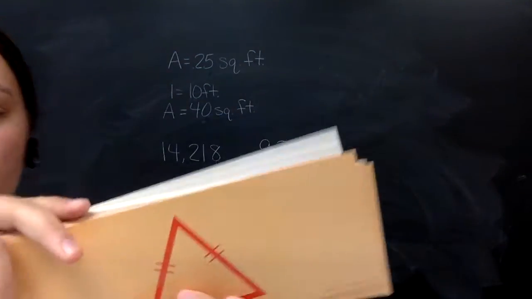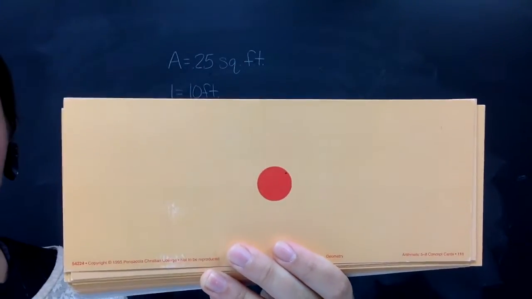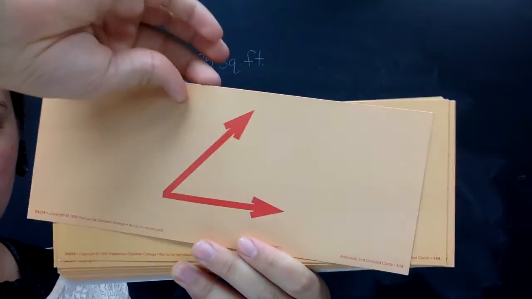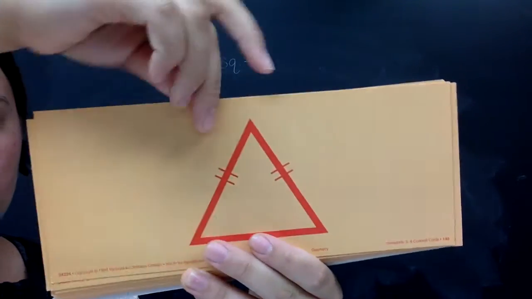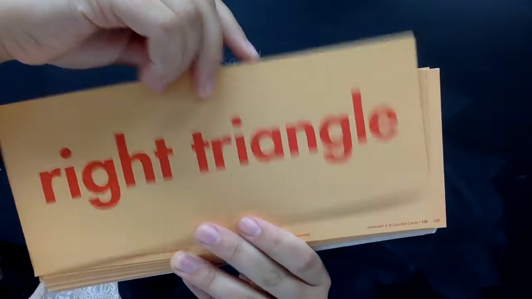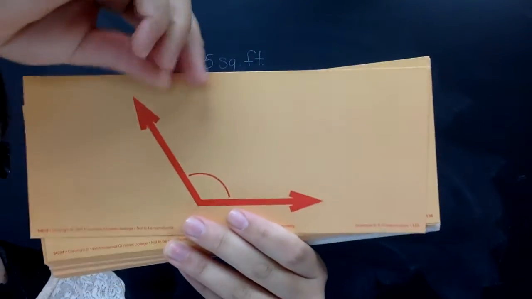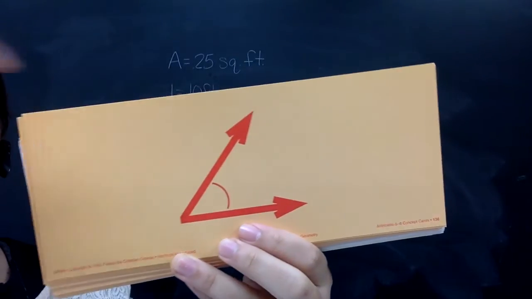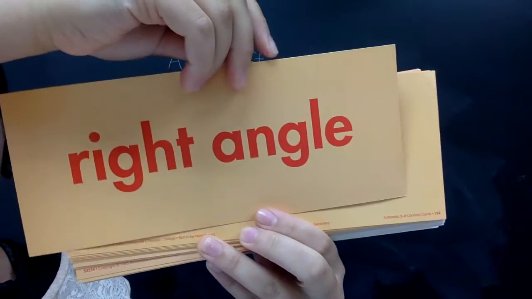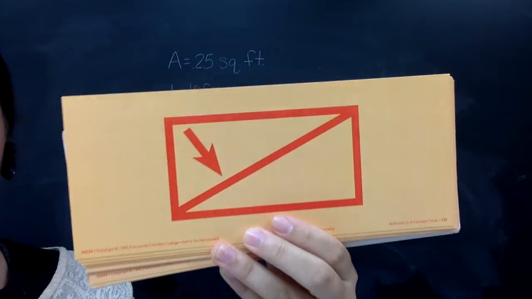I'm going to go through them fairly quickly. Just answer as soon as you can. Equilateral triangle. Point. Angle. Isosceles triangle. Right triangle. Straight angle. Obtuse angle. Acute angle. Right angle. Congruent angles.